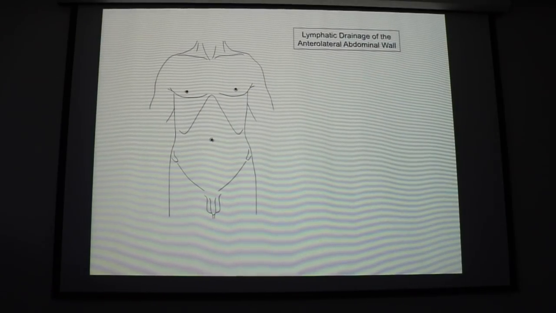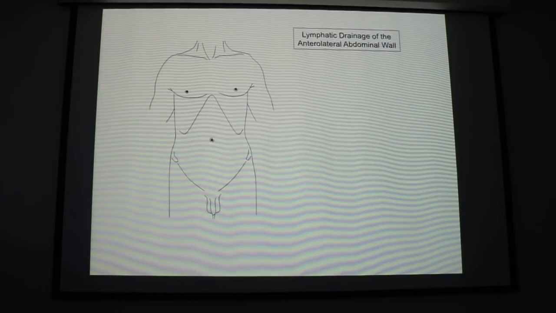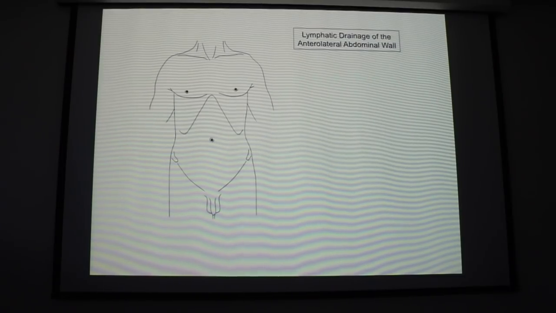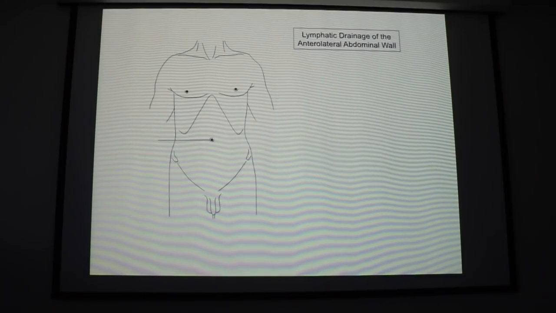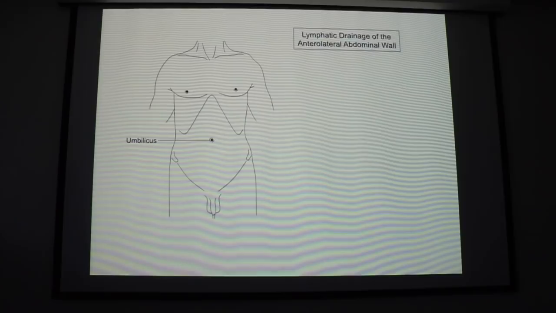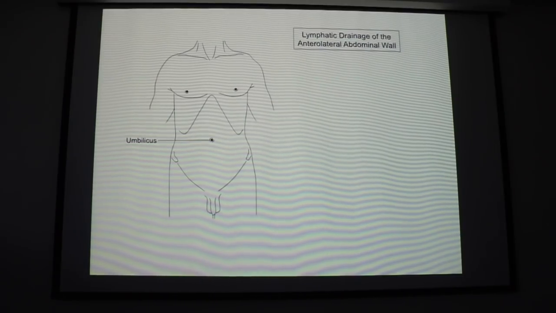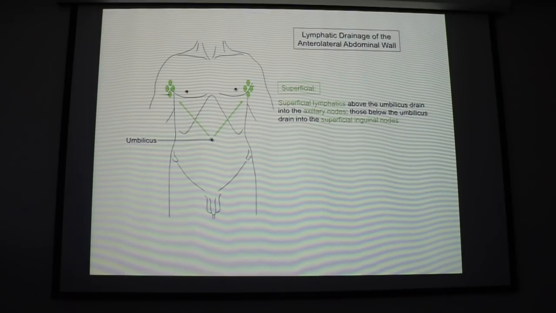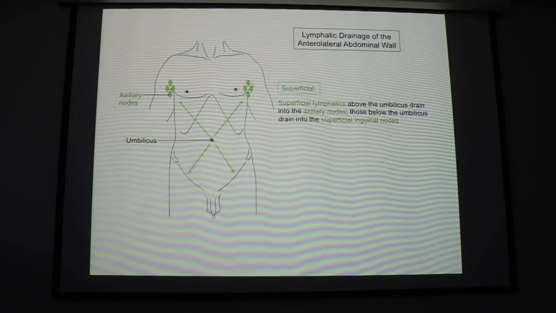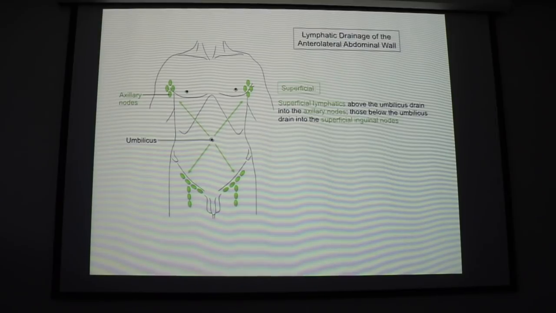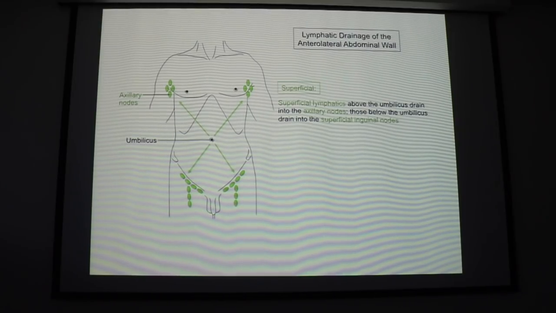Now, the lymphatic drainage. Primarily remember, I'm talking about lymphatic drainage not of the whole GI, but lymphatic drainage of the anterior abdominal wall. Superficial set of drainage and deep set of drainage. So for the superficial set, the umbilicus is the landmark. Above the umbilicus, everything goes to the axillary nodes. Below the umbilicus, everything goes to the inguinal nodes. Make sense? So that's the superficial drainage of the anterior abdominal wall. That's it. No big deal.